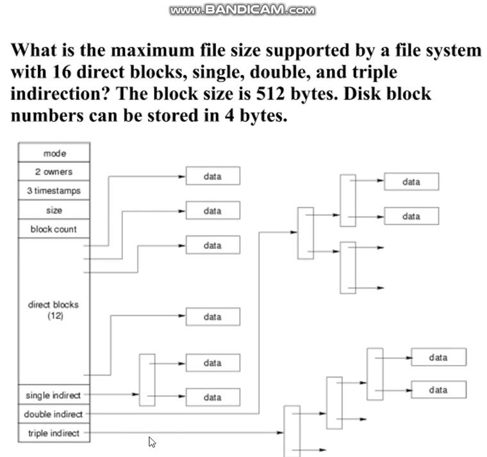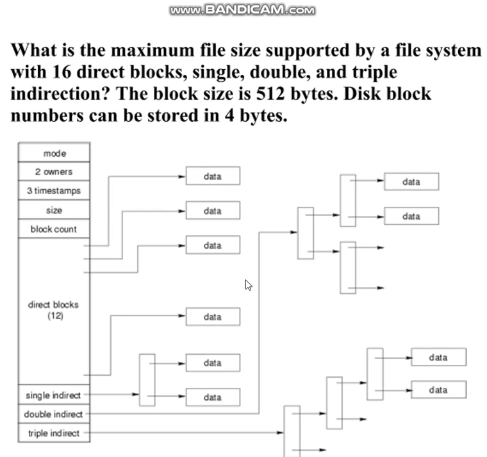For the triple indirect part, it is like a 3-level tree. The first level contains 128 subtrees, and the second level contains 128 subtrees as well, and the third level contains 128 data blocks. So in total, the triple indirect part contains 128 times 128 times 128 blocks. So in total, we could just sum up all these 4 parts, and we can get the total number of blocks for each inode. Then we just multiply by 512 bits, and we can get what we want, the maximum size of each file.